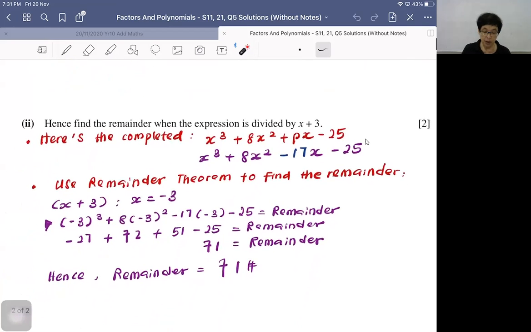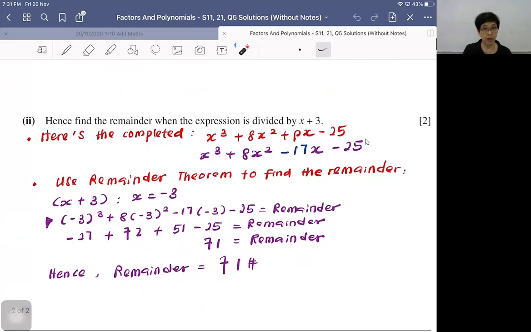Now, use the remainder theorem to find the remainder. How do we go about that? The same thing with the divisor x plus 3. It was mentioned here, x plus 3. You draw out the x value, which is x equals -3. And you take -3 and do the same thing as what you have done previously: substitute into all the places that x appears.